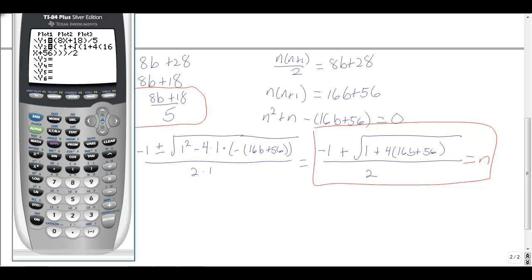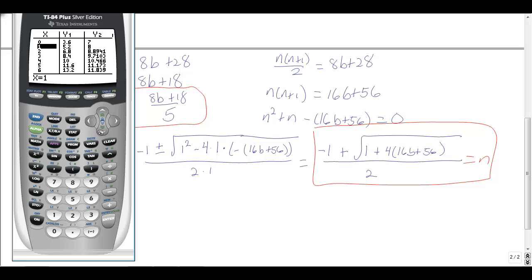So if I hit second, window, I get table set. Start at 0, delta is 1. And then I go to table, second, hit the graph key for table. So this tells me when x, that's when b is 0, to satisfy this first equation, a equals 8b plus 18 over 5, a would have to be 3.6. So that clearly won't work. First of all, b is not positive, it's 0. But a isn't an integer anyway. n works out to be 7, that's an integer, that's fine. For 1, we get a positive b, positive integer n, but we don't get an integer for a.